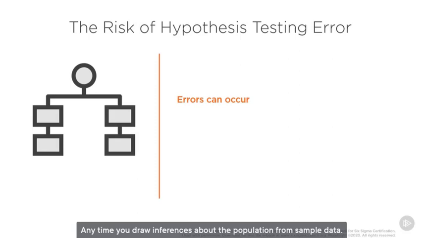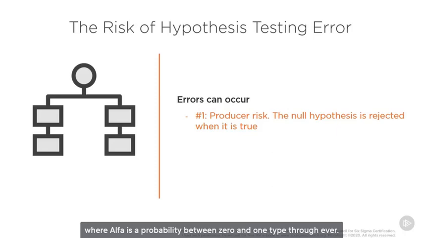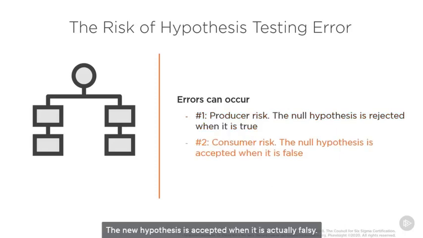Anytime you draw inferences about a population from sample data, there is at least some likelihood of error. With hypothesis testing, errors come in two types. Type 1 error: the null hypothesis is rejected when it's actually true. It is also called the producer risk, and the probability of the risk is measured by alpha, where alpha is a probability between 0 and 1. Type 2 error: the null hypothesis is accepted when it is actually false. It is also called the consumer risk, and the probability of the risk is measured by beta, where beta is a probability between 0 and 1.